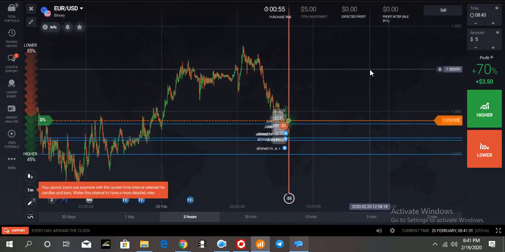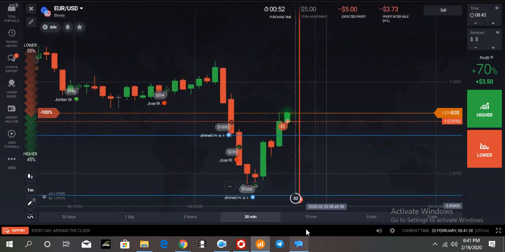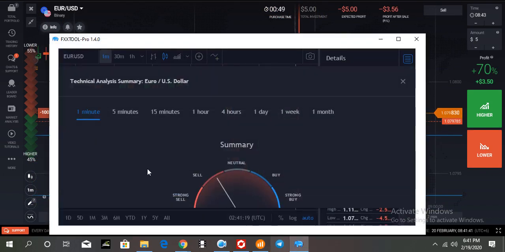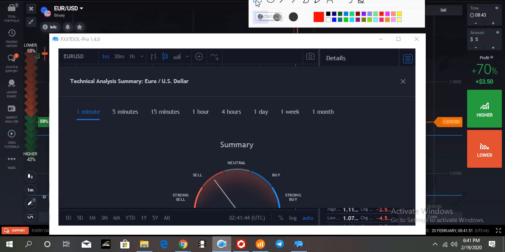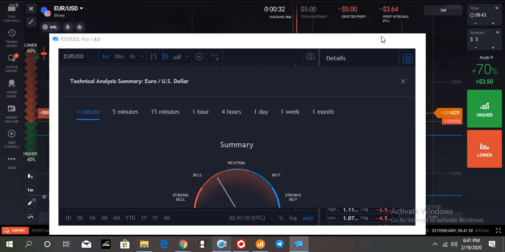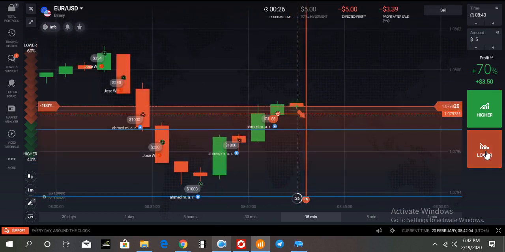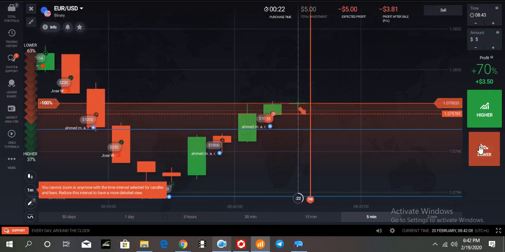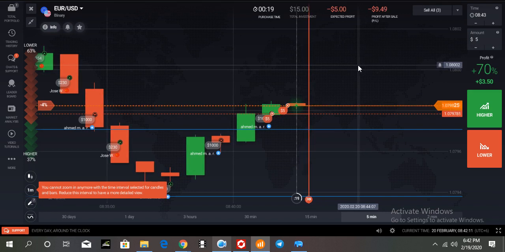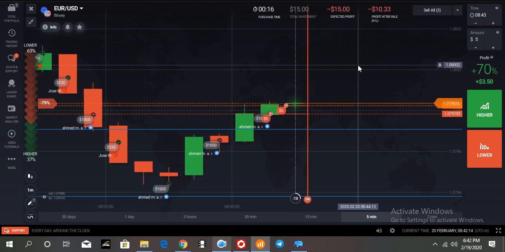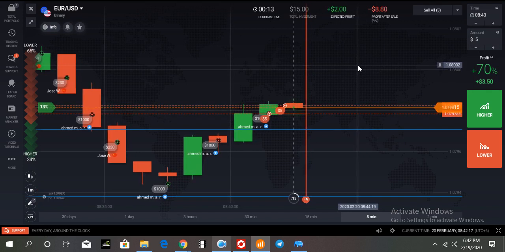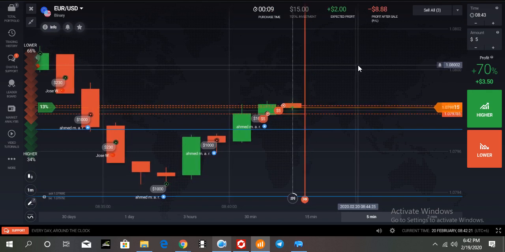I am entering a put here because the market is in a downtrend and the robot also provides a sell signal. You can see it provides a sell signal, but I have to wait for a good entry. So I am entering here. I am using the 1 minute time frame because I think I have to wait for the next candle for a perfect entry.